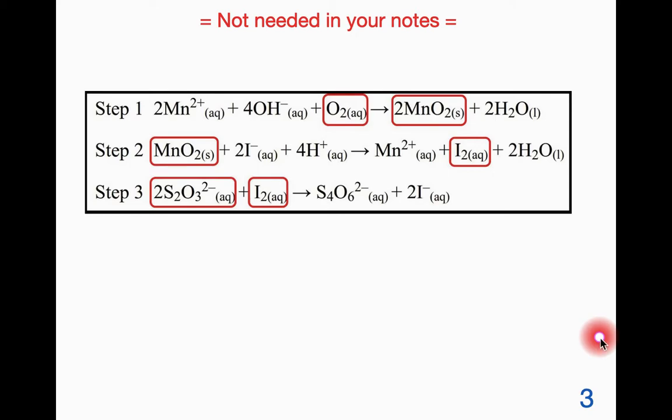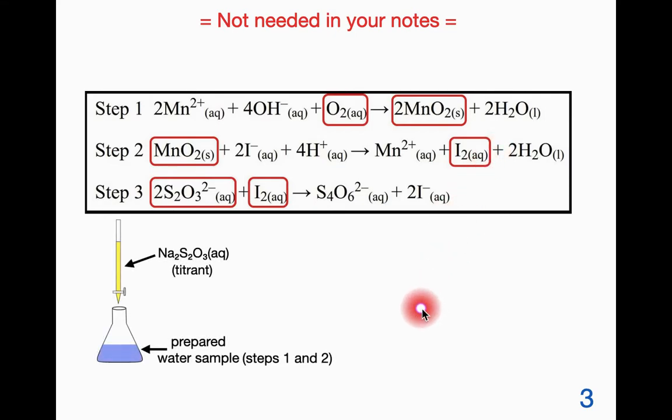Okay, you do not need to copy this slide down either. Now, I've given you the three steps again, and I've boxed the particular reactants and products that are of particular interest. Now, the Winkler method is an experimental process.